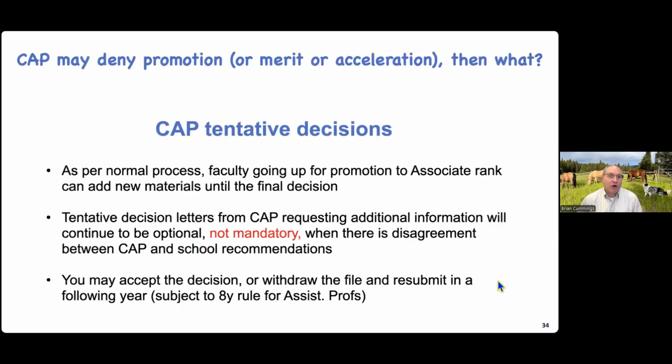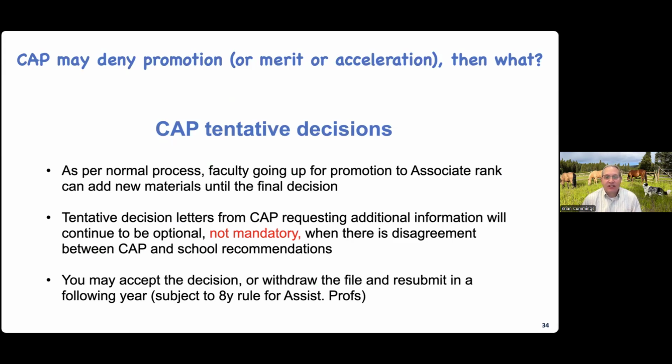All right, so CAP could deny your promotion or merit, then what? As per normal processes, faculty who go up for promotion to associate rank can add new materials until the final decision date. So even if an internal committee like ARAC or CXAC has seen a file, if new papers get published or a grant is received, that information can always be added to your file and forwarded to CAP if CAP hasn't voted on you yet.